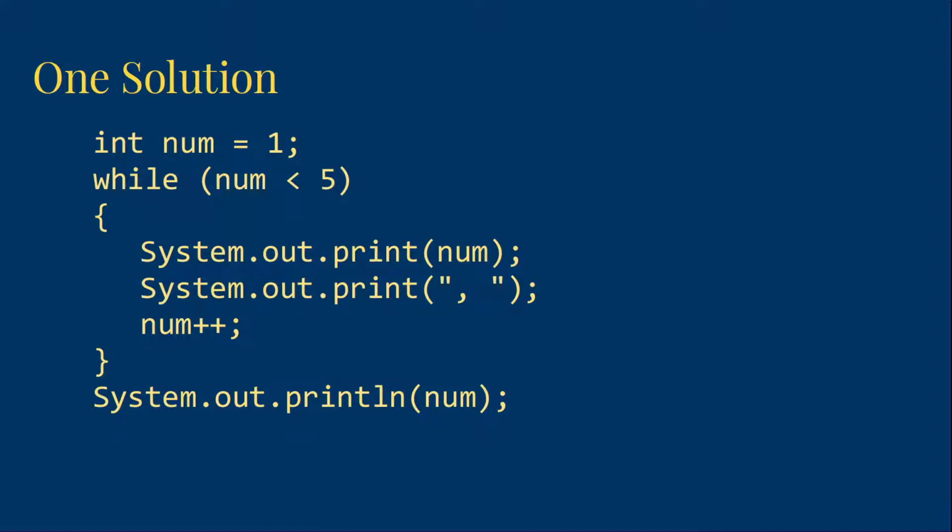So I have my number, which I start at 1. I'm going to say while num is less than 5. I want to print the 5, but I don't want to do the other repetition. So in the loop, I'll print the number, print the comma and a space, and add 1 to the number. The last time we'll actually go into the loop body will be when num is 4, still less than 5. When num is actually 5, we'll fall out, and we'll finish up by printing that last number and printing the new line.